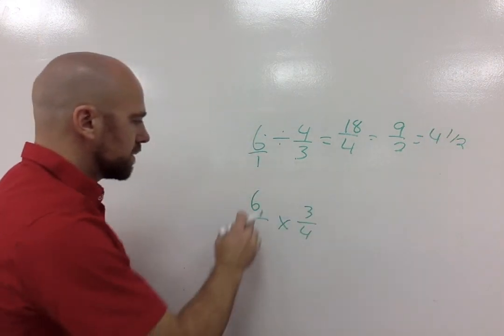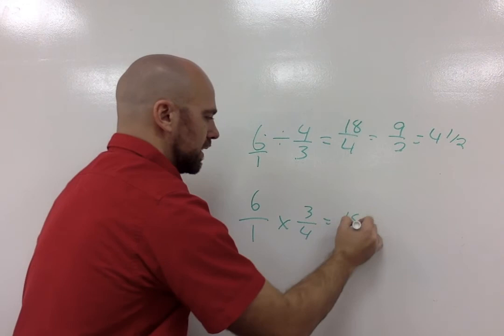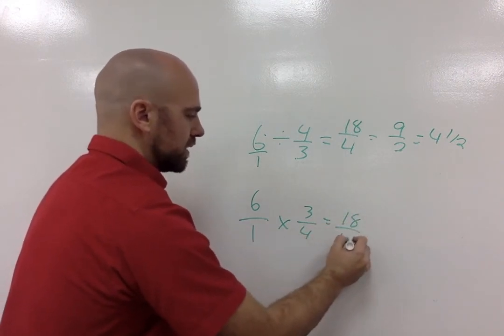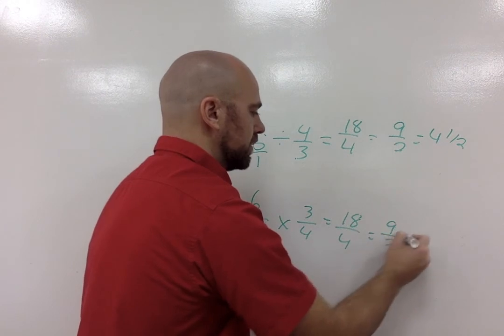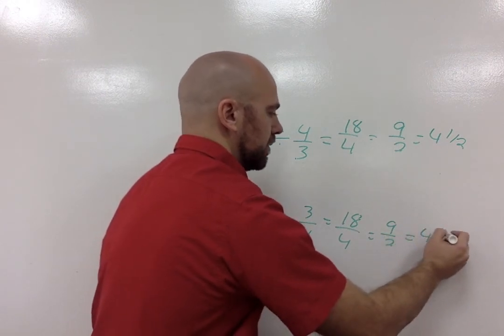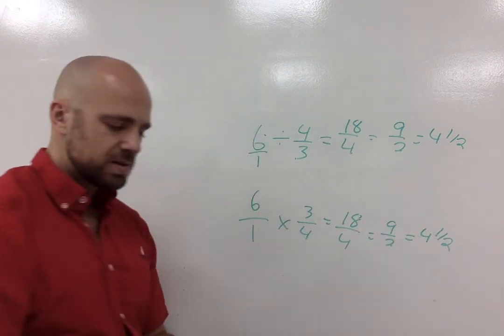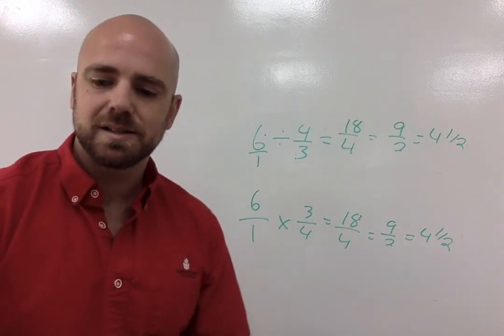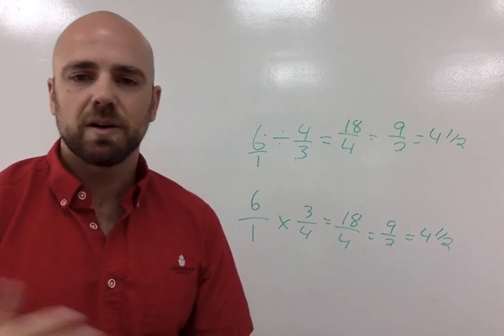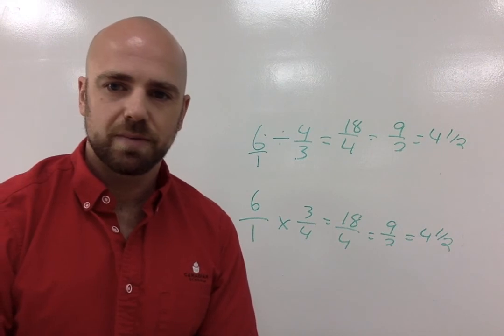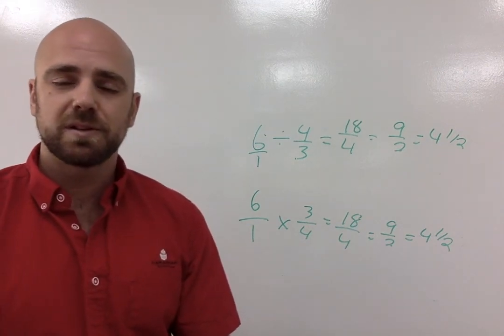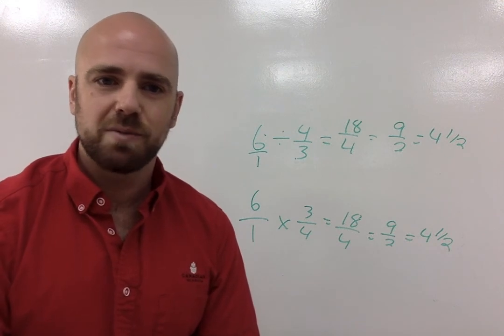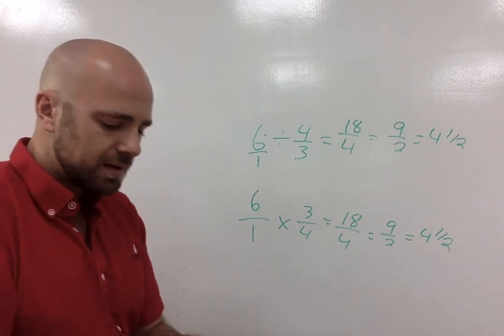Let's see what we get this way. Here we get 18 over 1 times 4 is 4. I can reduce it to get 9 over 2, which gives me 4 and 1/2. So I end up getting the exact same result no matter which way I go through it. This is going to be a method that we're going to continue to use when we're talking about division. So this is something we should try to get used to right away.